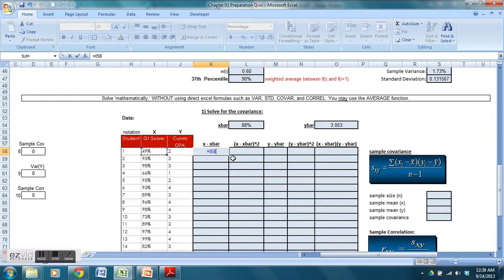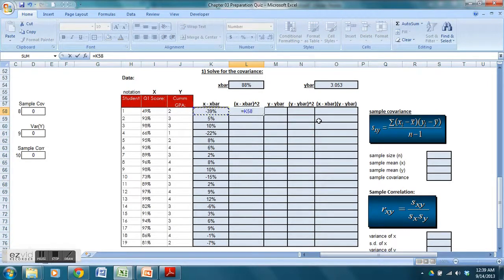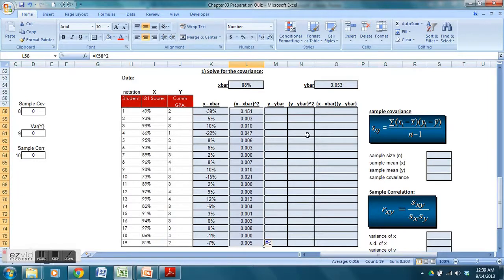Now let's fill in the x minus x bar column. Equals x minus x bar in dollar signs to lock it in place. And now I can just copy all of this down. Then x minus x bar squared. So there's our x minus x bar. Let's just square it. And I'm going to drag that down.